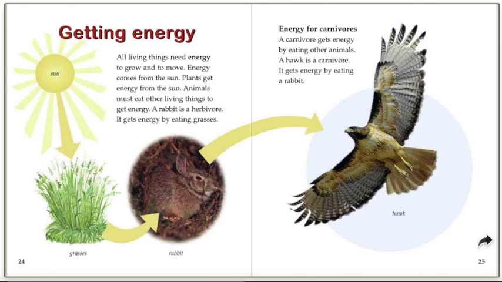Energy for carnivores. A carnivore gets energy by eating other animals. A hawk is a carnivore. It gets energy by eating a rabbit.